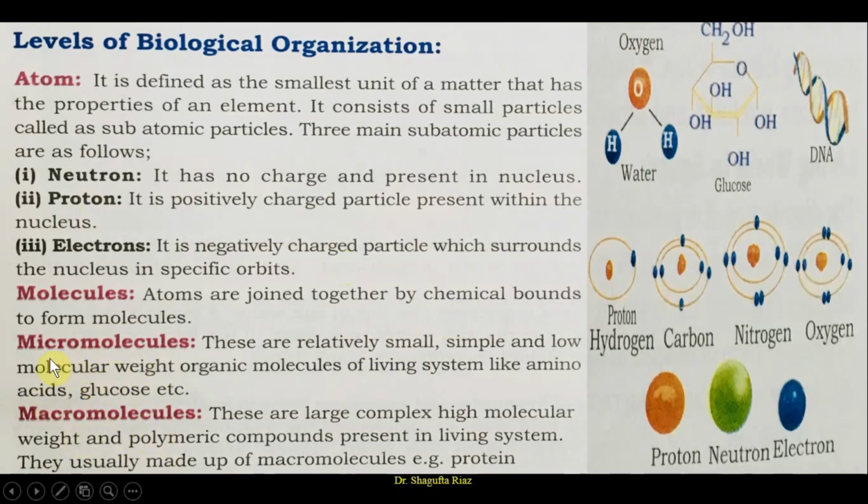As their name shows, micro means the smaller one, which are relatively smaller and simple, and they have low molecular weight. They are present in the form of amino acids or glucose in the living system. While macromolecules, macro means large, so they are comparatively larger and more complex with higher molecular weight. These molecules are also present in the living system, in the form of protein, fat, right?